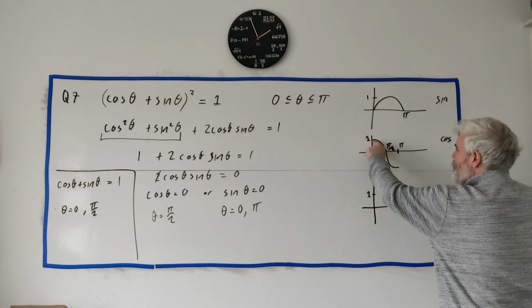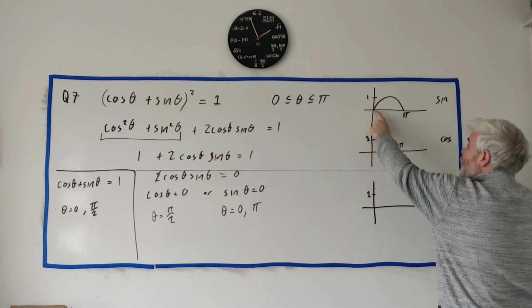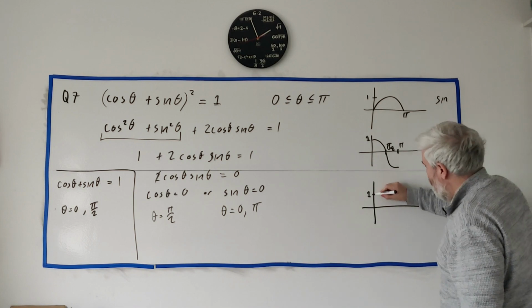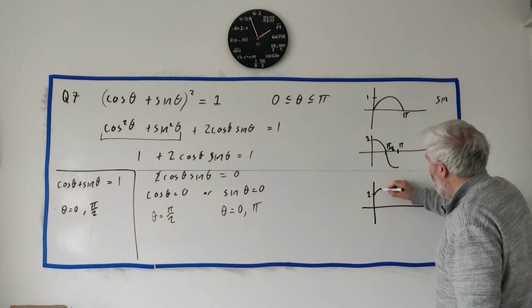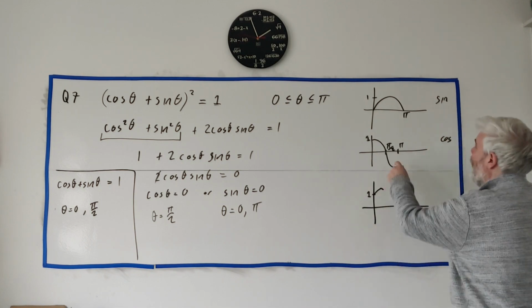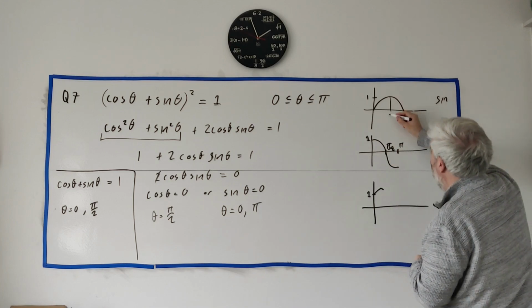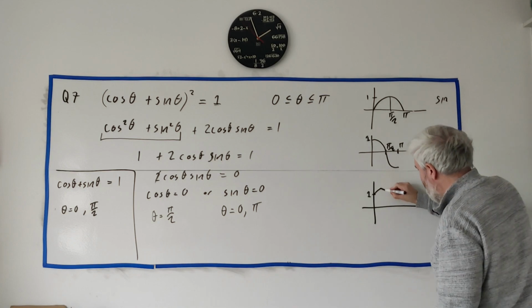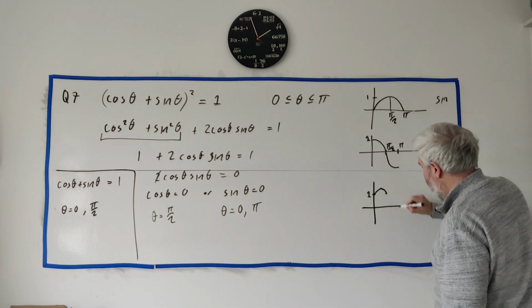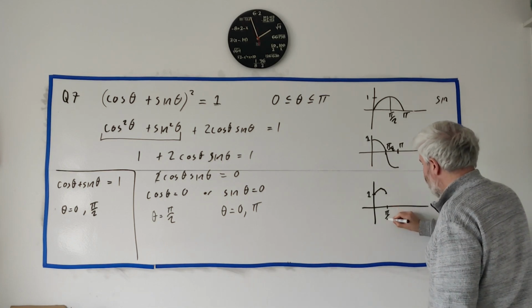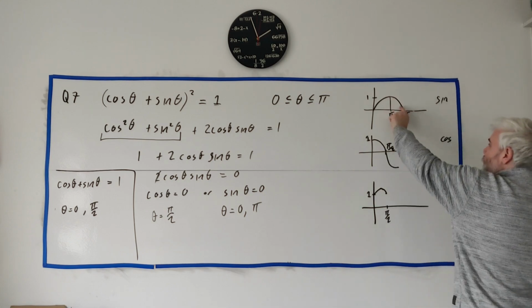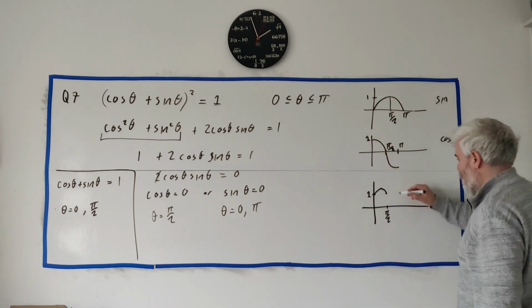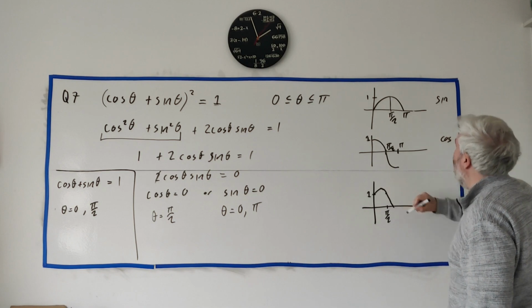And this is slowly going down, and this is going up very fast. So it should go up a bit. And then at pi over 2, that's 1 and that's 0. So it should come back to 1 again at pi over 2. And then this is going down and this is going down. So it'll stay going down.